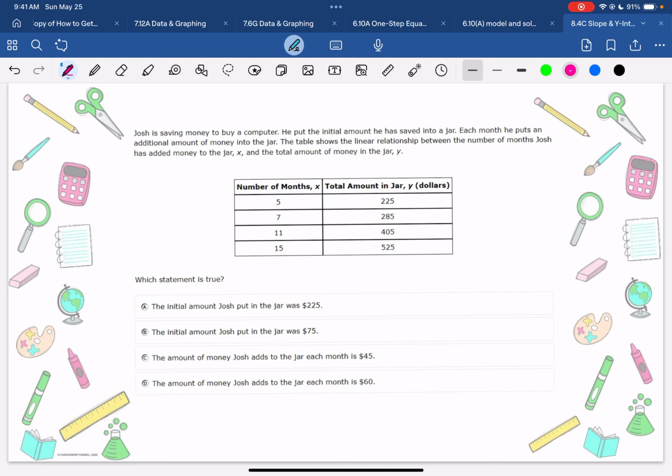Which statement is true? So A and B are discussing the initial amount, or the y-intercept, and then C and D are discussing the rate of change, or slope. So we'll go ahead and get started.